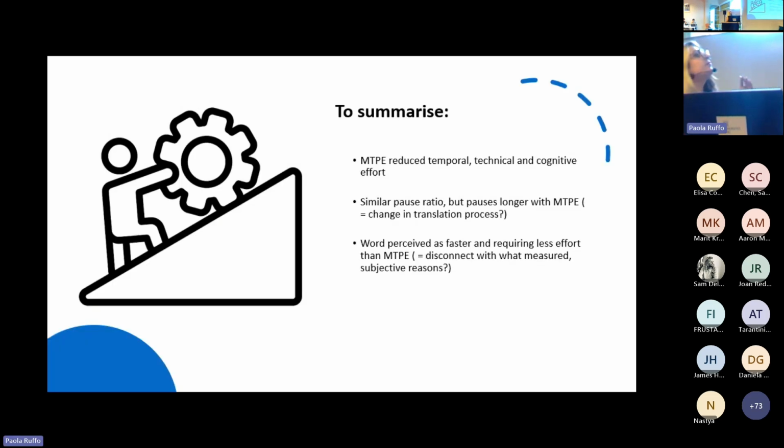And so to summarize so far, post-editing reduced, again, temporal, technical, and cognitive efforts, so it requires less time, less effort. There's a similar post ratio, but the pauses are longer with post-editing. So maybe this might signify a change in translation process, or what translators do when they're post-editing rather than translating. And again, Word was perceived as faster and requiring less effort than post-editing. So there's a disconnect with the measurement, and there might be some subjective reasons. Part of it might also be that the tool was new to the participants, especially the post-editing tool, which is a proprietary tool. It's not available to everyone, so nobody had used the tool before.